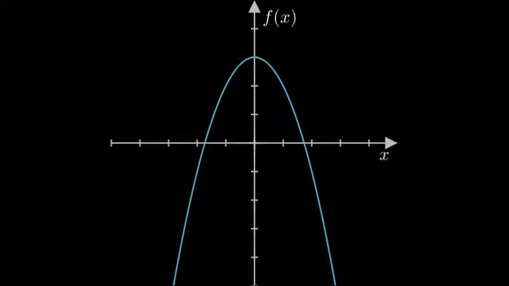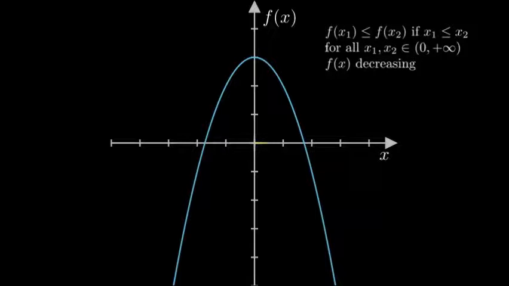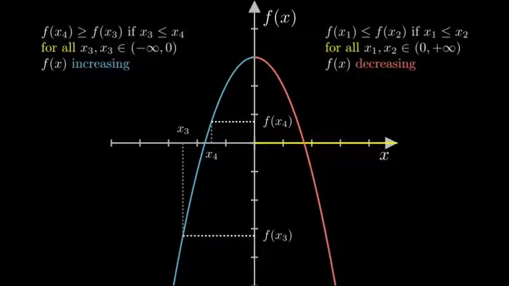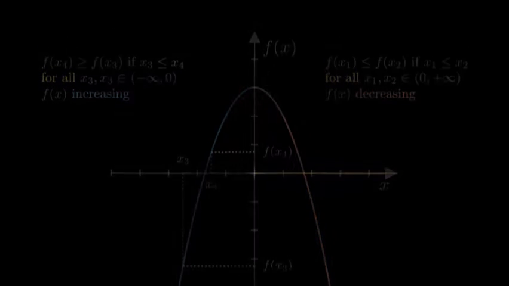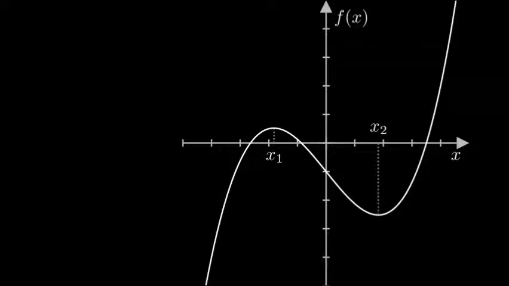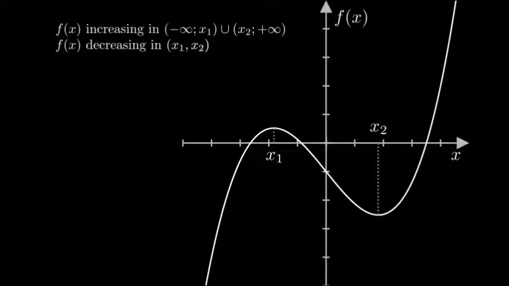As an example, function f is decreasing for the positive semi-axis and increasing for the negative one. In general, the character of dependency may change several times. As an example, the function is increasing on the intervals x less than x1 and x greater than x2, and decreasing between x1 and x2.